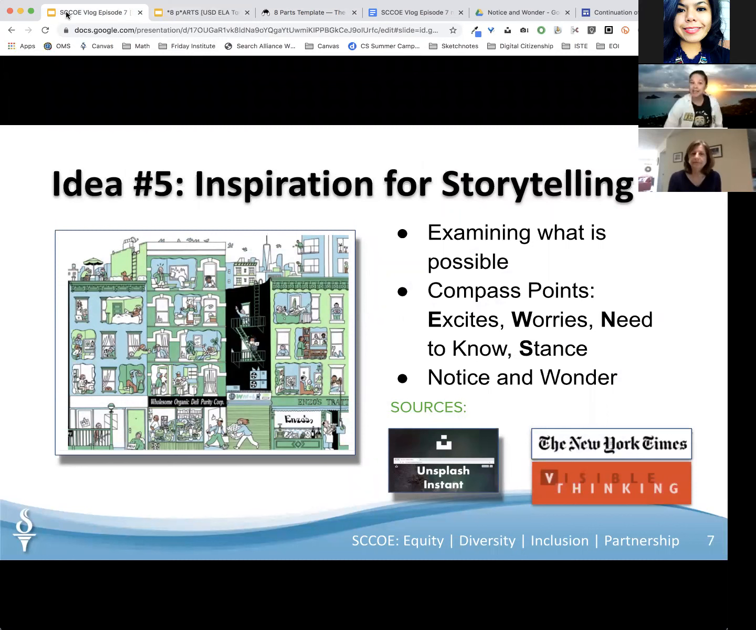Our next idea is inspiration for storytelling. So Karen, do you want to explain this New York Times? Well, that picture just has so much going on in it. And it's just one of the many images we found at the New York Times, images of the day, which we spoke a lot about yesterday, but we have the link provided again today. Just sharing these images fuels the thinking for telling a story.